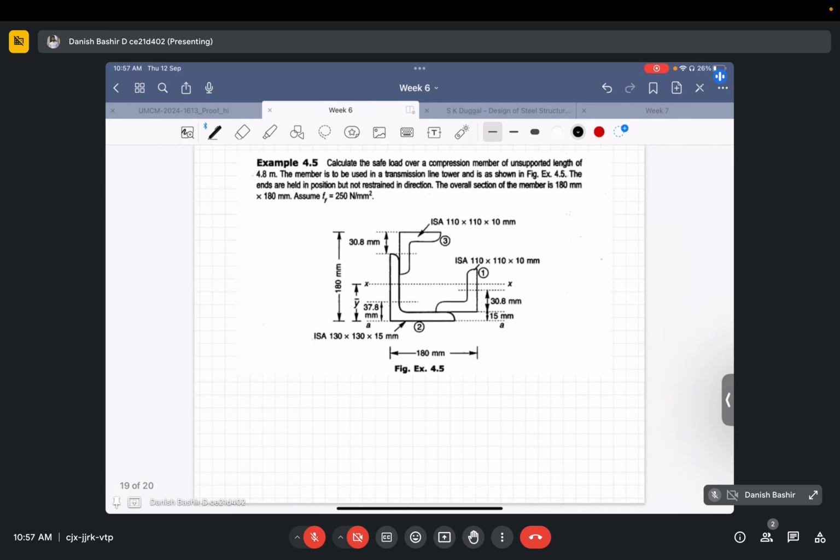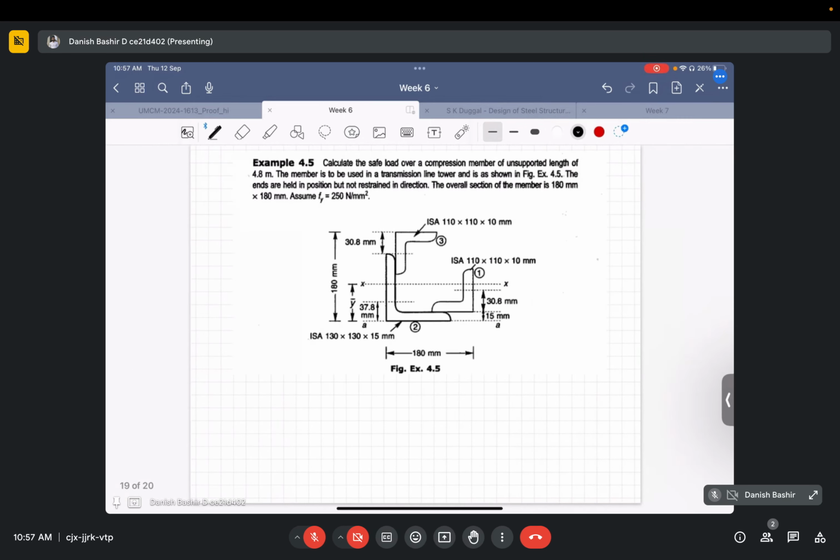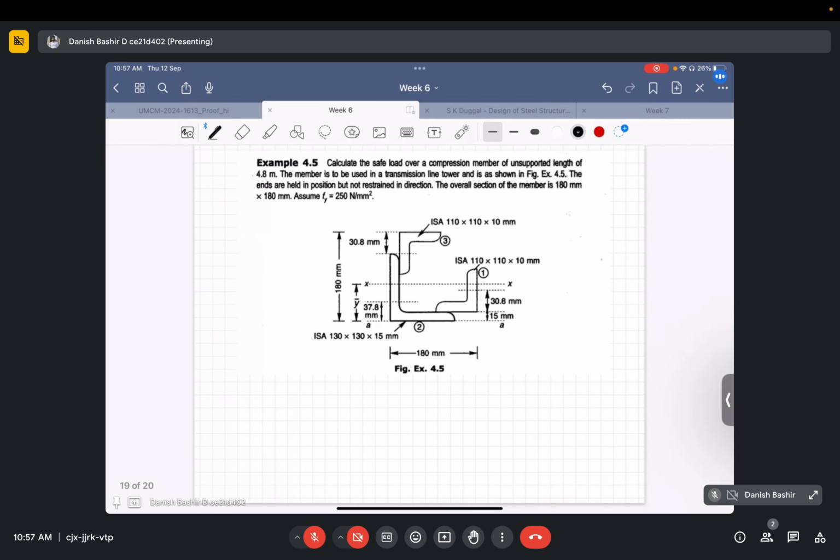So there is one more numerical. It is a compound section. I expect you people to try it at your places.